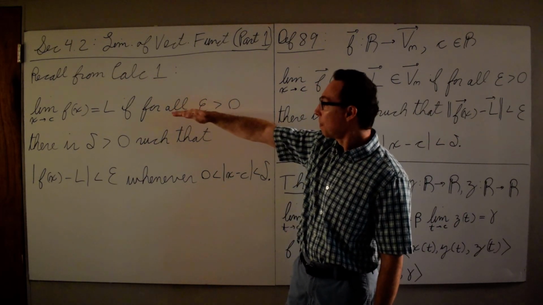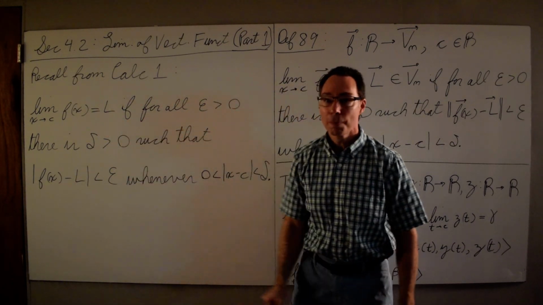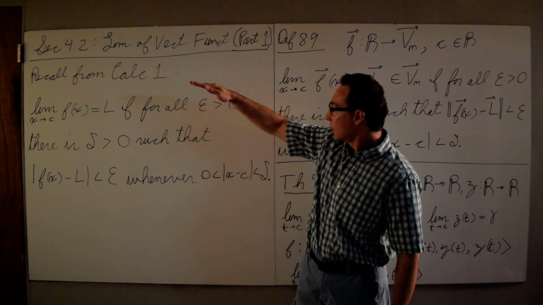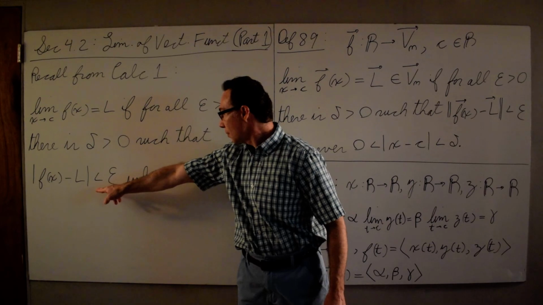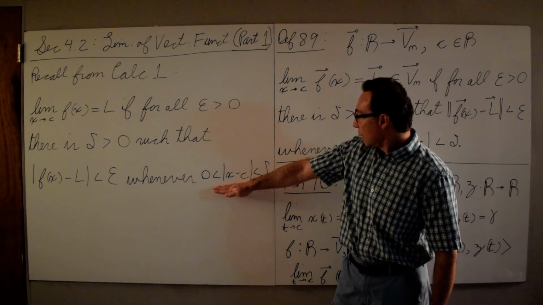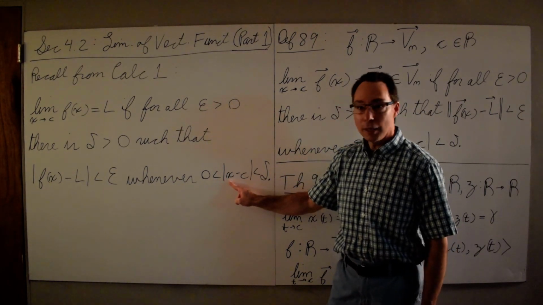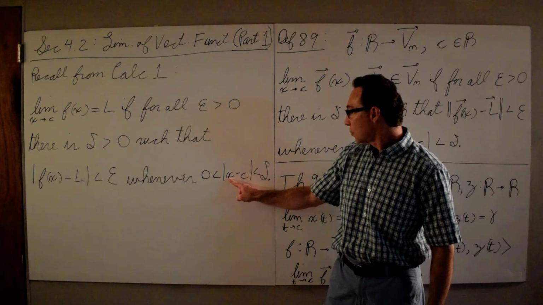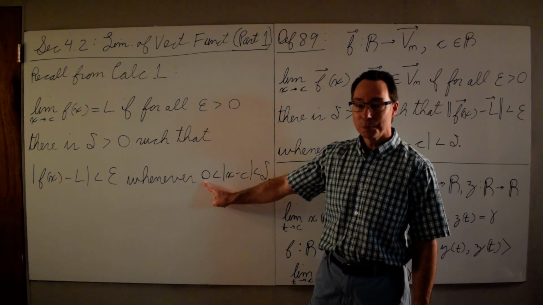So we have the limit as x approaches c of f of x is L if for all epsilon greater than 0 there's a delta greater than 0 such that the absolute value of f of x minus L is less than epsilon whenever the absolute value of x minus c is less than delta, but also we're not interested in what happens when x is c, so we want that absolute value to be greater than 0.